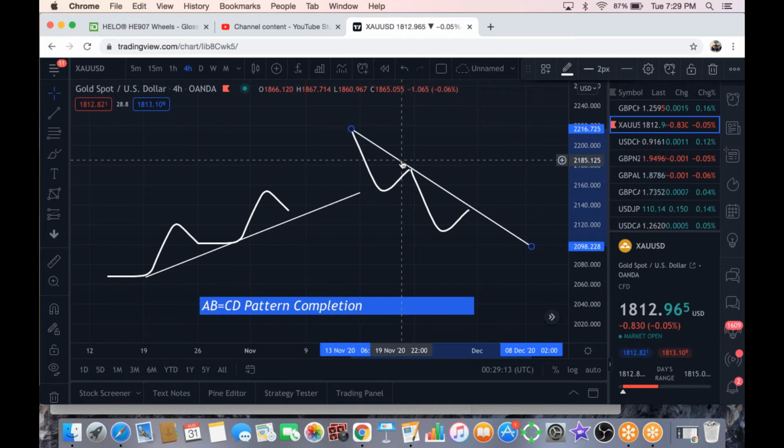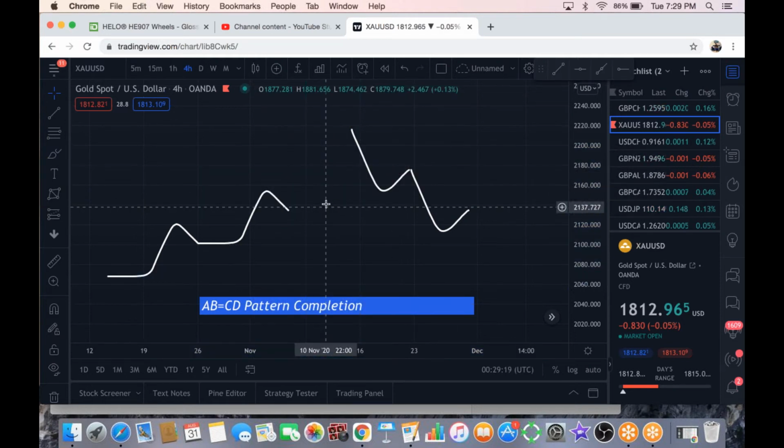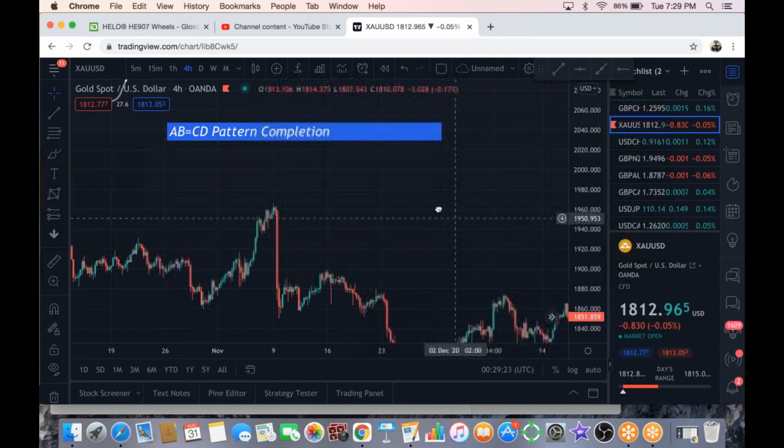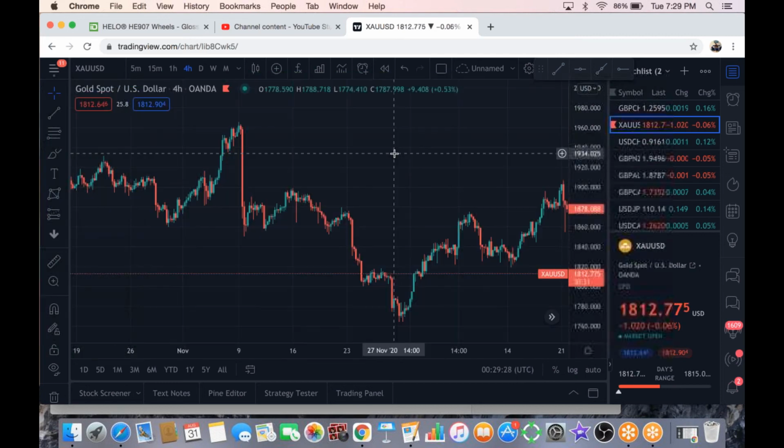And so this is the ABCD, the AB equals CD pattern is what this is. So just seeing this and looking at this, I'm going to show you guys what it actually means in the market. So this is my favorite pair right here, gold.